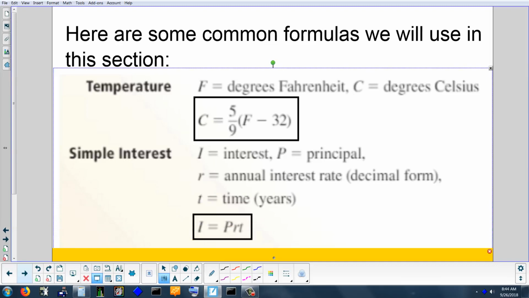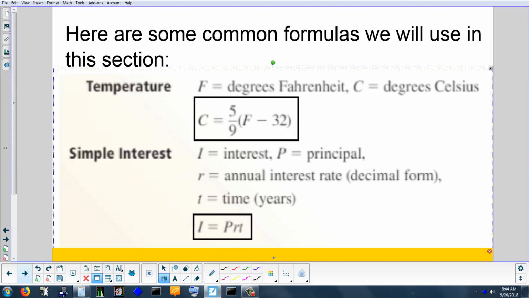I equals PRT. I is interest. And if you're putting money in your savings account, P is how much money you have in your account. It's what's sitting in there. R is a rate, and the bank usually tells you what they're going to pay you, or if it's a loan, what you pay them. For a savings account now, the interest rate is probably like 0.1%. It's not very much.